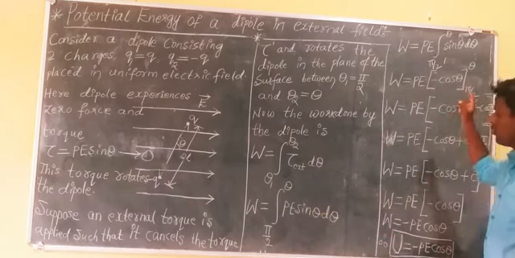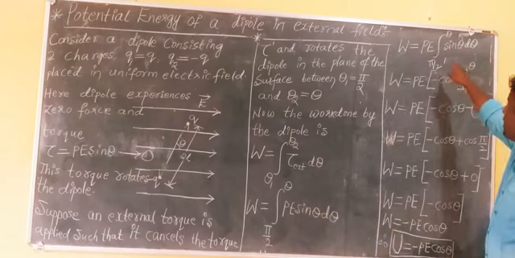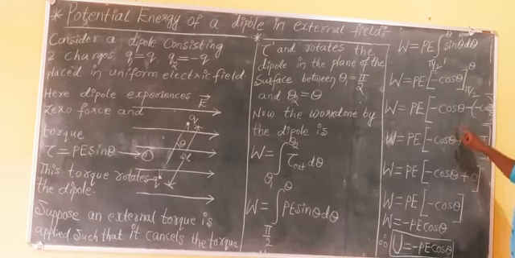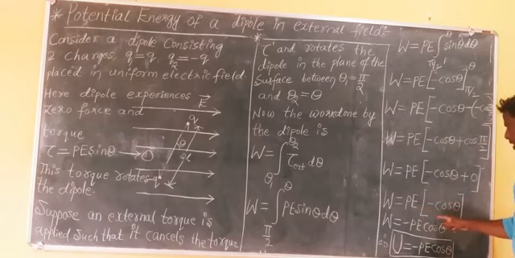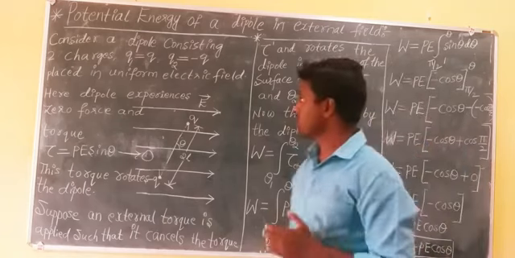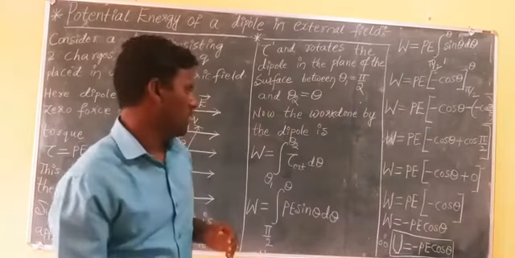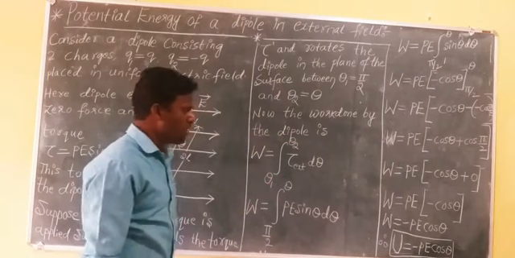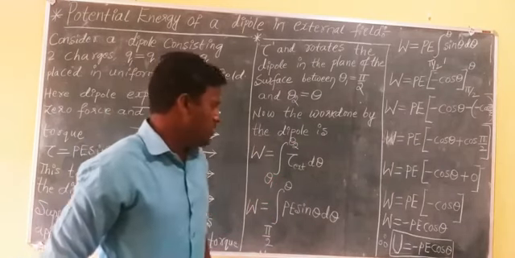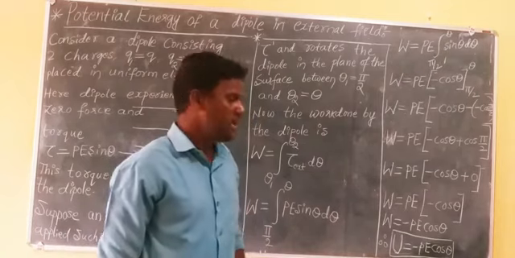So W equals PE, taking PE outside, times the integration of sin theta, which is minus cos theta. Apply the limits theta and pi by 2: minus cos theta minus of minus plus cos pi by 2, which is 0. Then W equals minus PE cos theta, and this work done is stored as the potential energy of the dipole. Therefore, the expression for the potential energy of the dipole is U equals minus PE cos theta. Okay? Have a nice day.